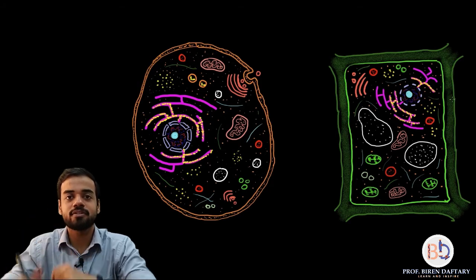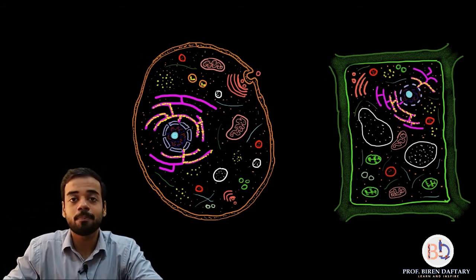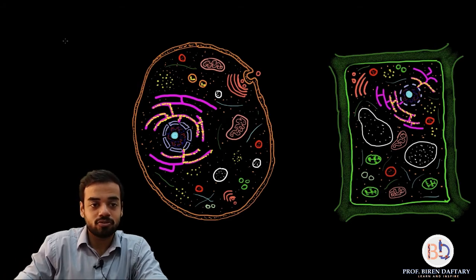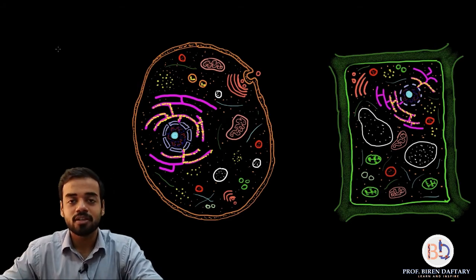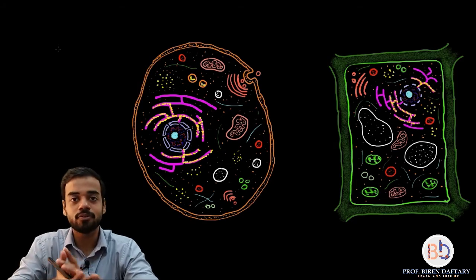Okay, the first difference between a plant and animal cell is that the plant cell has a cell wall, whereas the animal cell doesn't have a cell wall, correct? So this is a very important difference. That is the first one. First we'll just have a look at the differences. Later on I will write down all the differences. Okay, what is the second difference?